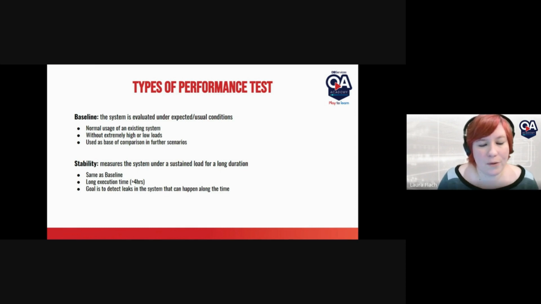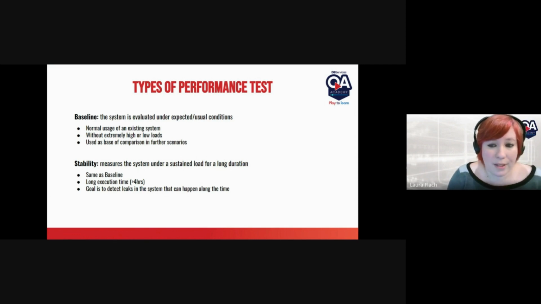If you don't have the baseline, you don't have anything to compare with, because you can't compare a performance test executed in a test environment to some numbers that you got from production. So you need to do the baseline to be able to compare apples to apples, in the same environment and under the same conditions.